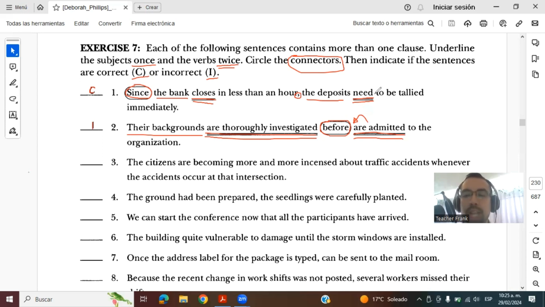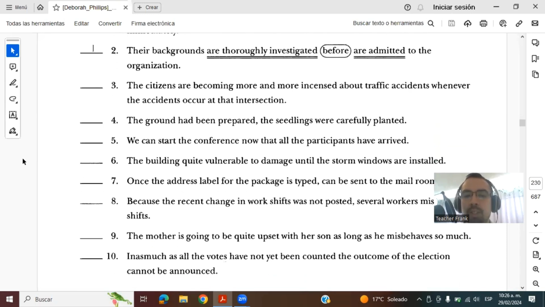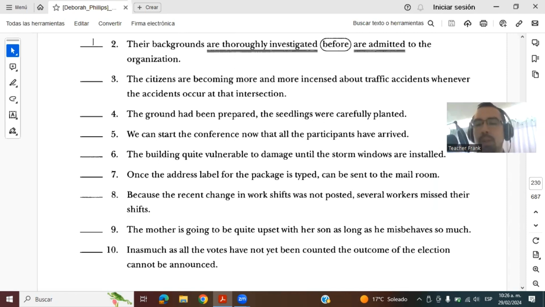Okay, very good. Now we're going with exercise 3 to 10. So you're going to do the same thing. I recommend you pause the video so you can do exercise 3 to 10. And in a moment, we will check them, okay? All right, very good. Okay, let's check them.